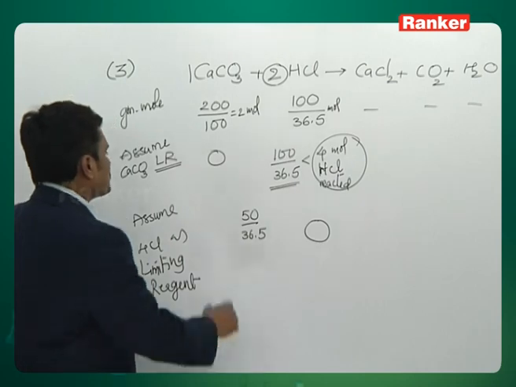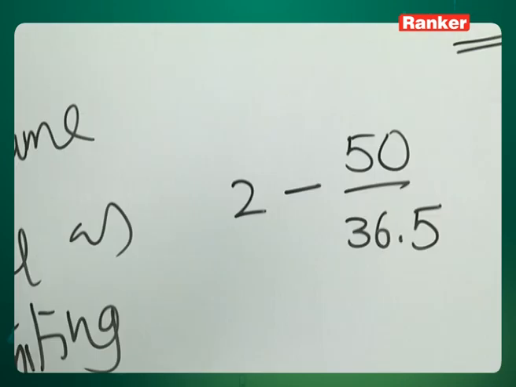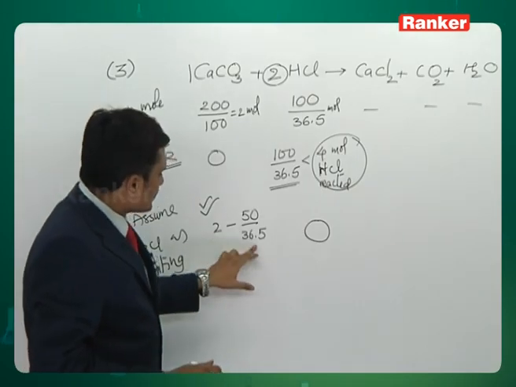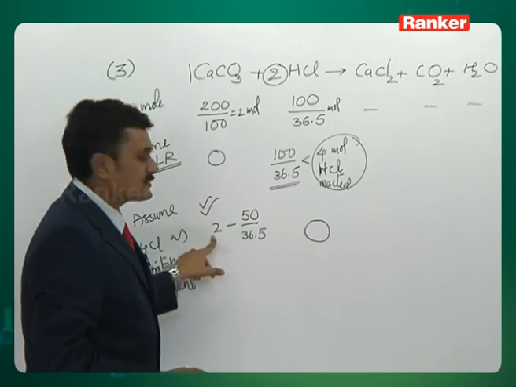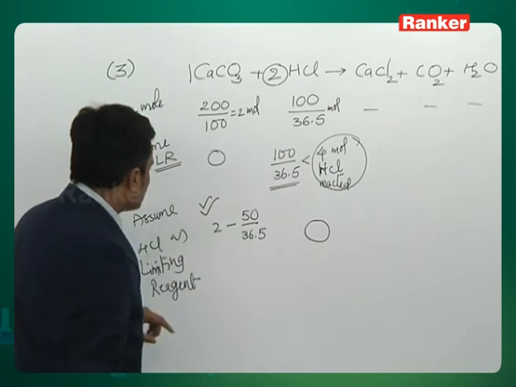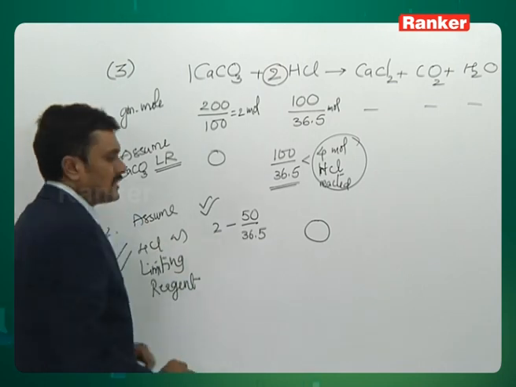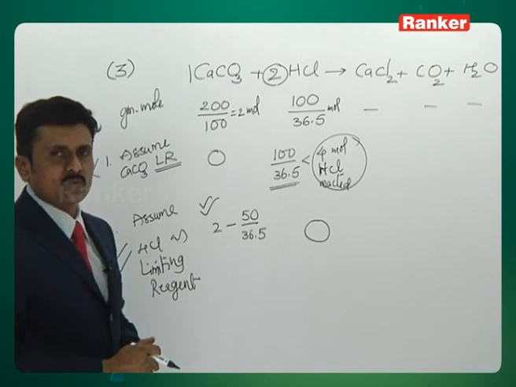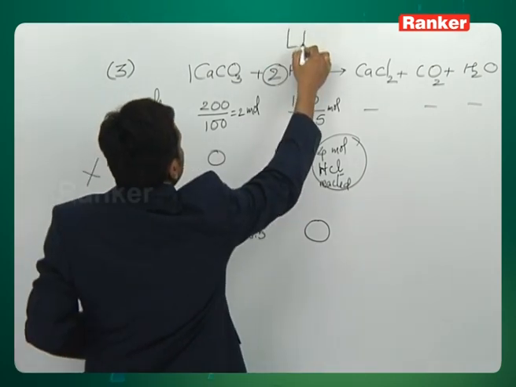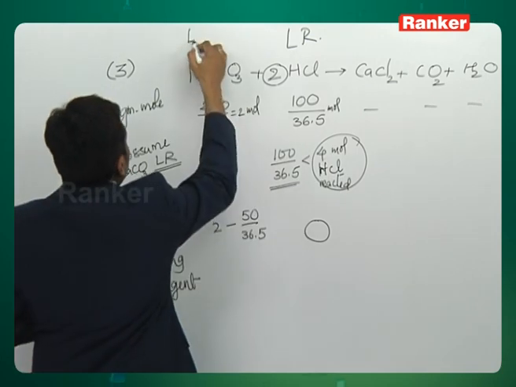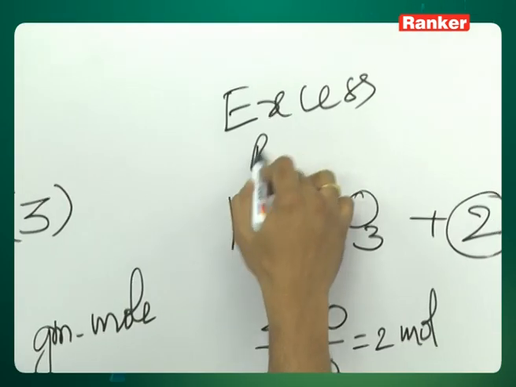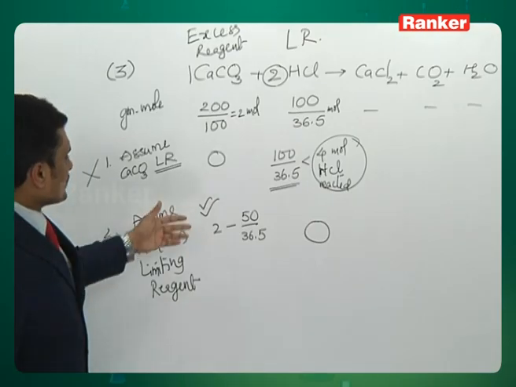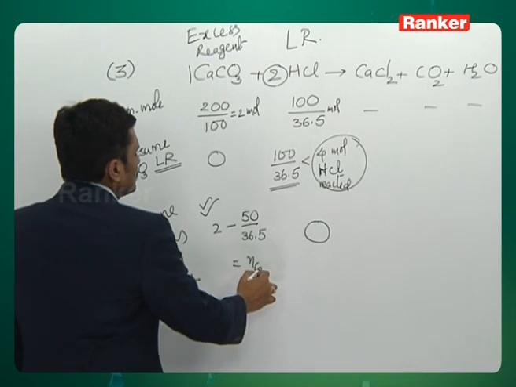So how much is supposed to remain? This seems to be the genuine one, right? This is genuine because you can see this value is obviously less than 2. So assuming HCl as the limiting reagent is valid, whereas assuming CaCO3 as the limiting reagent is not valid. So this is your limiting reagent and this is going to remain known as the excess reagent. So in this reaction you have seen HCl acting as the limiting reagent. So these are the number of moles of CaCO3 remaining.